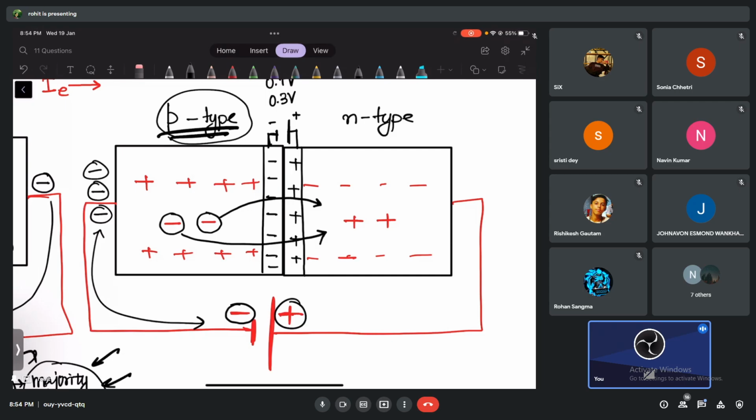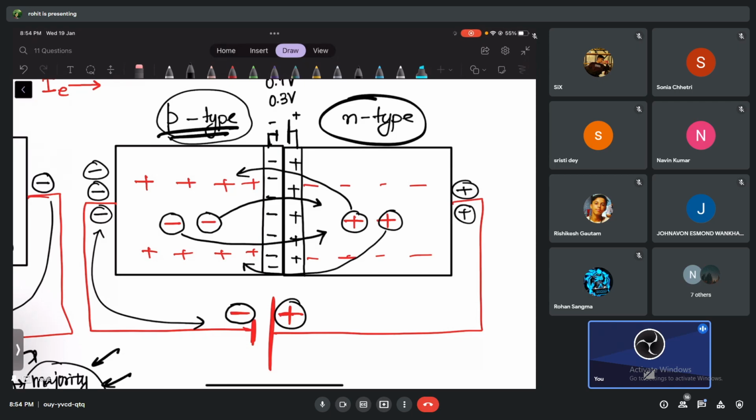Look at this. This is plus connected to the N side. Who will cross now? The holes or electrons? Holes, right? Okay, now you tell me, are these charges really crossing? Yes, they are crossing, no problem with that.